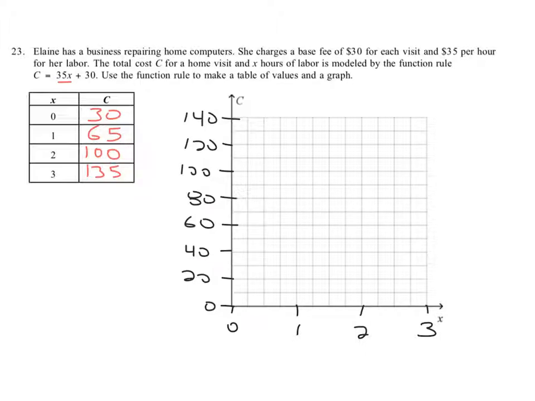So if we then graphed, we would say $30 when it's 0. After 1 hour, it's 65. It's right there. After 2 hours, it's 100, which is right there. And after 3 hours, it's 135, which is right there. And again, put an arrow to say there's no reason why we had to stop there. And that's a nice solid graph. Okay, we don't have every single line marked, and we took up the full amount.